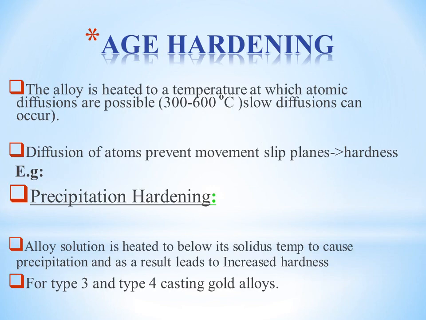Now, the other heat treatments include the age hardening. In this, the alloy is treated to a temperature at which atomic diffusions are possible, and this is usually from 300 to 600 degrees. And this slow diffusion of atoms prevents the slip plane movement. Now, this, as a result, leads to increased hardness of the alloy. Example of age hardening is precipitation hardening. In this, the alloy solution is heated to below its solidus temperature, and this causes precipitation. And as a result, this leads to increased hardness and enhanced mechanical properties of the gold alloy. This is done in type 3 and type 4 casting gold alloys. If we want to enhance or optimize the mechanical properties, we can carry out this age hardening treatment.